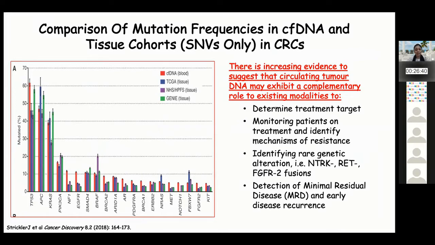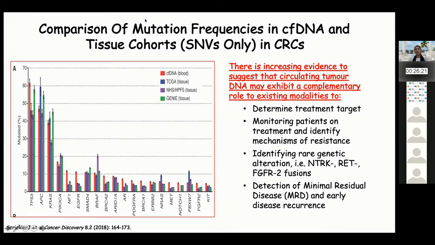And you can see this from an amazing paper that was published in Cancer Discovery by Stickler and colleagues. You can see that there is a good correlation between those comparisons of mutation frequencies, especially the frequencies of mutations that we tend to focus on in patients with metastatic colorectal cancers.